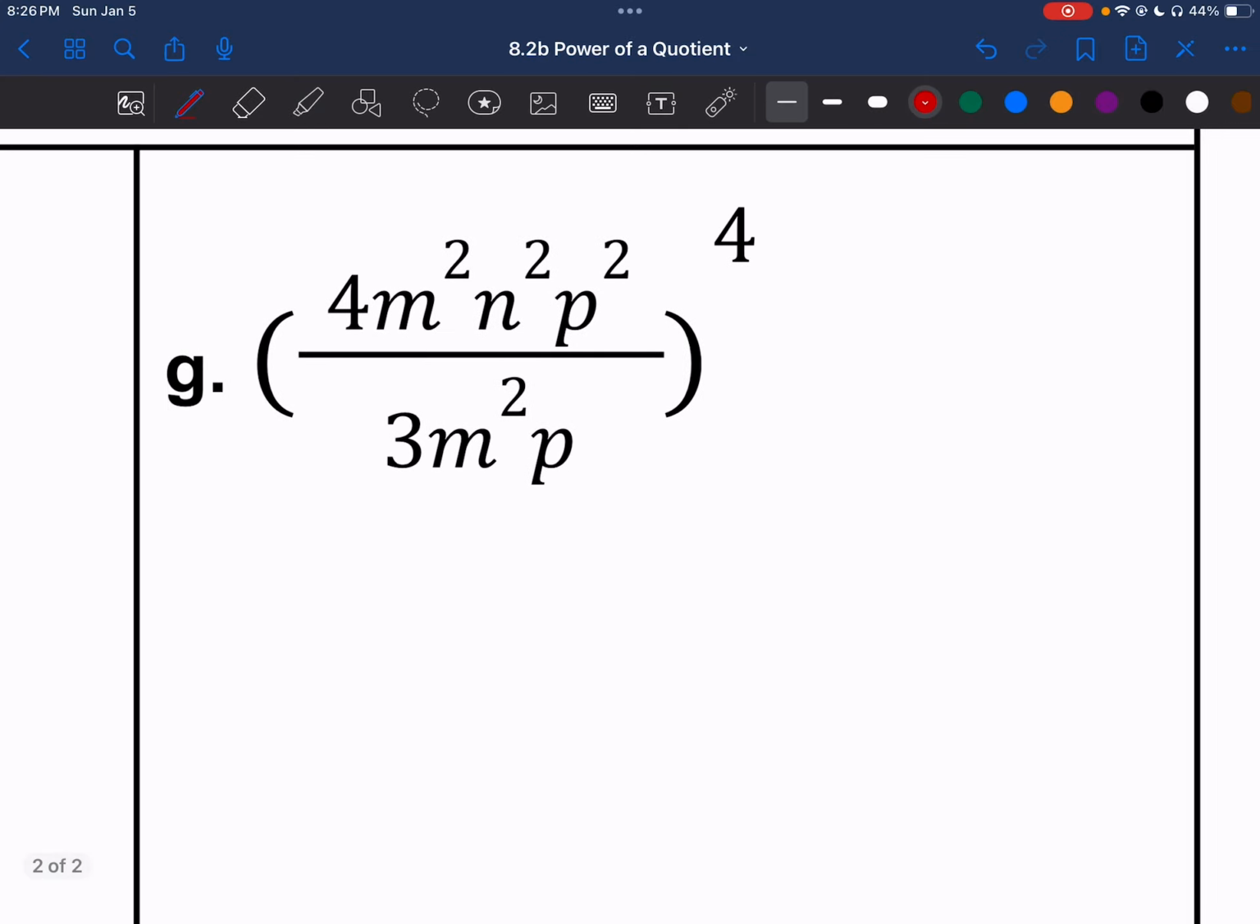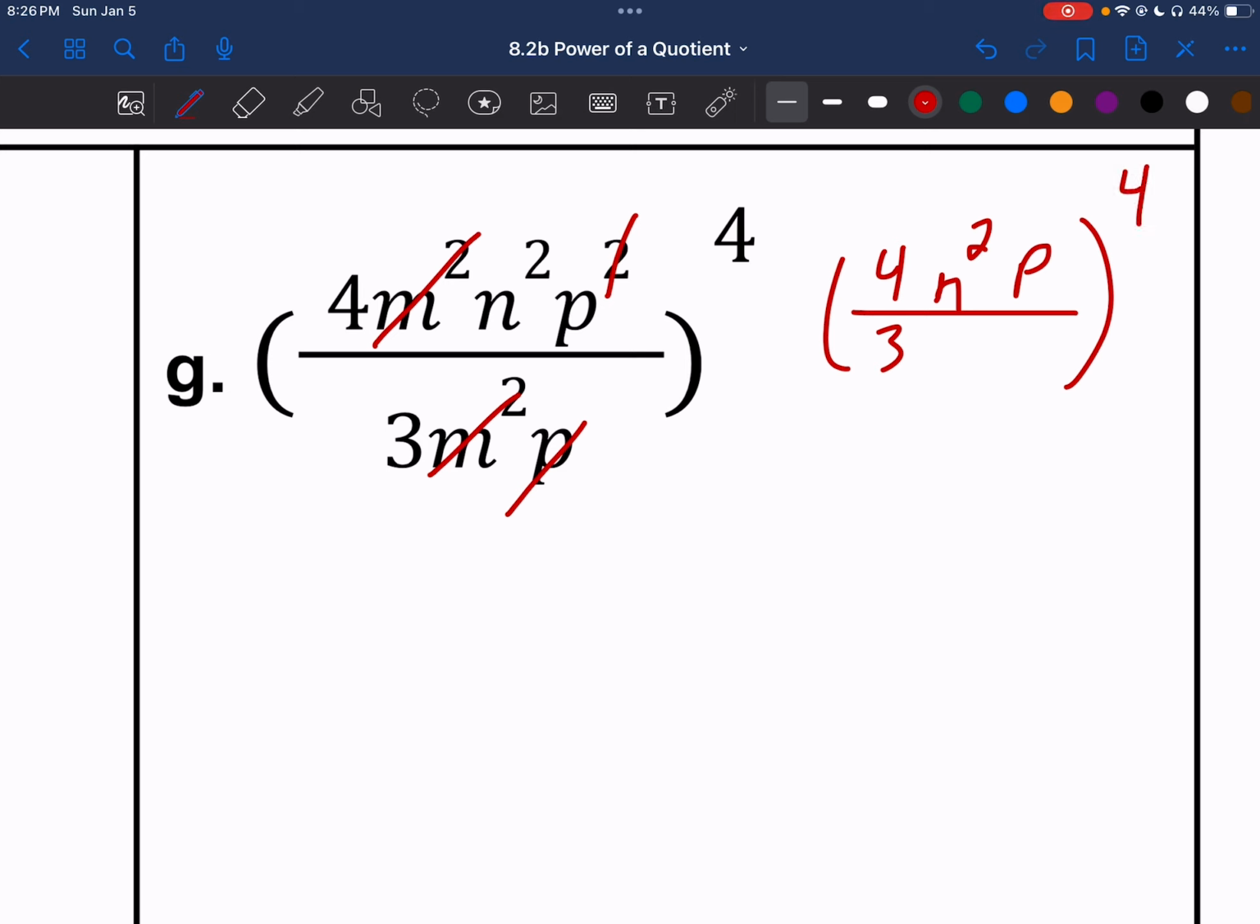Letter G, I want to simplify again. So 4 over 3, no simplification there. They are the same. M squared over m squared cancels out. N squared, there's only an n squared in the numerator, so it stays in the numerator. P squared over p, well, there's one more p in the numerator than there is in the denominator, so it just stays in the numerator, and it's p. And this is all to the 4th power.